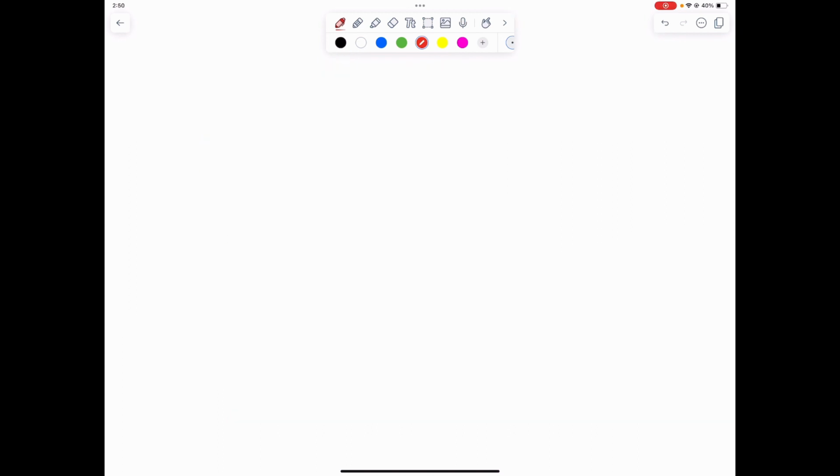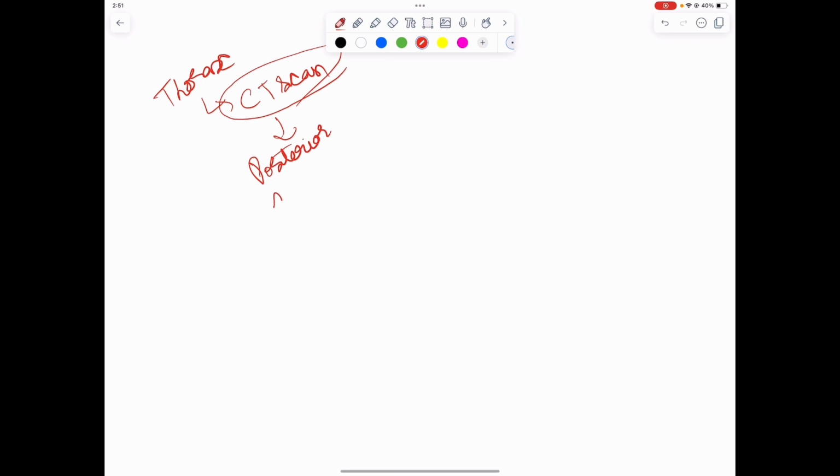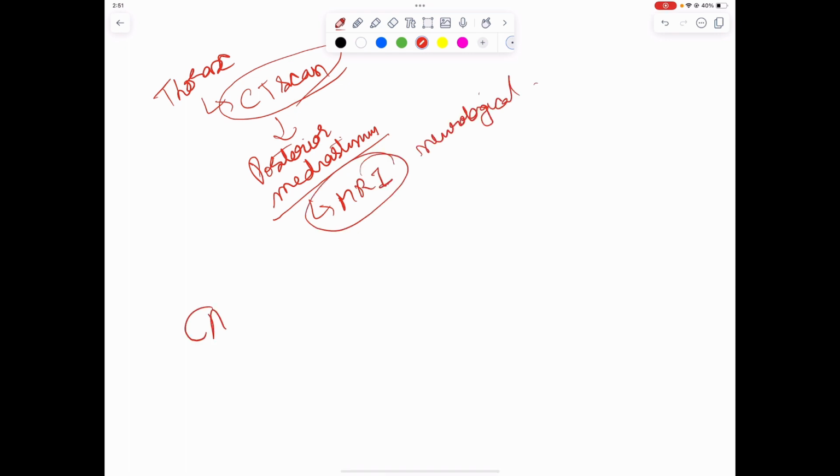If a question comes, you always follow a dictum: in the thorax we do CT scan, but we become a little choosy when using radiology for the posterior mediastinum. For the posterior mediastinum we will do MRI, because there are a lot of neurological structures. Now remember, for community acquired pneumonia, we have azithromycin as the drug of choice. If you remember, we had discussed FABD in the antibiotic topic.